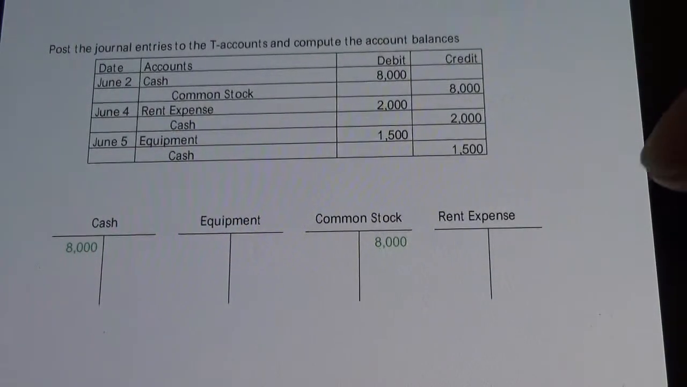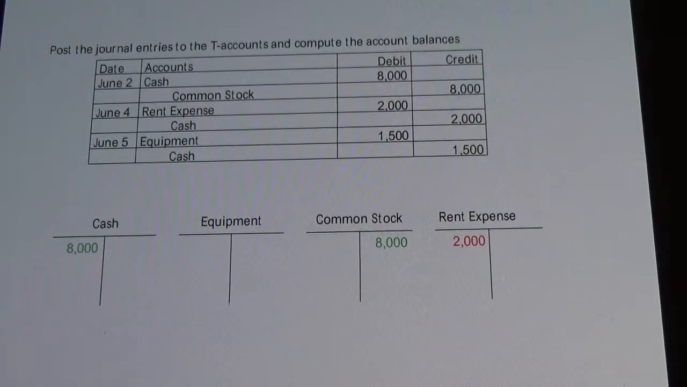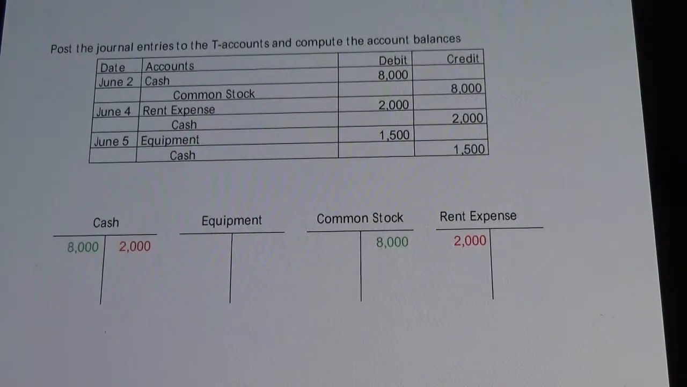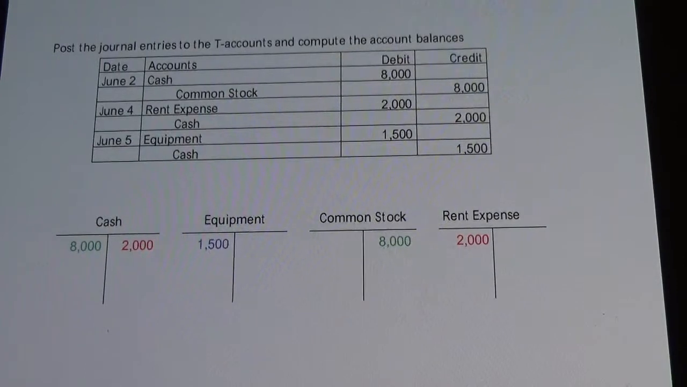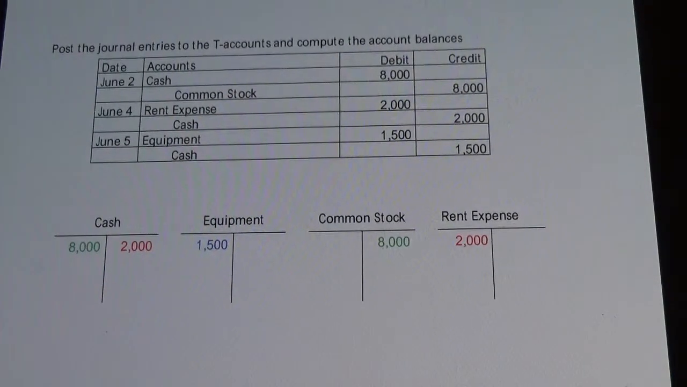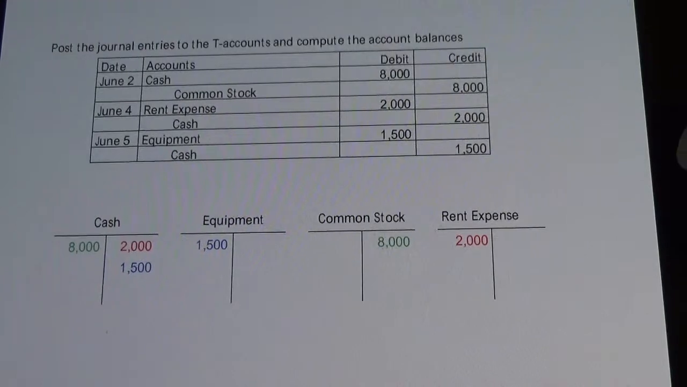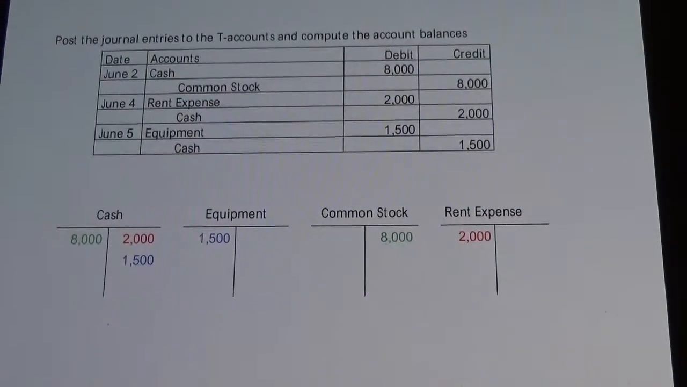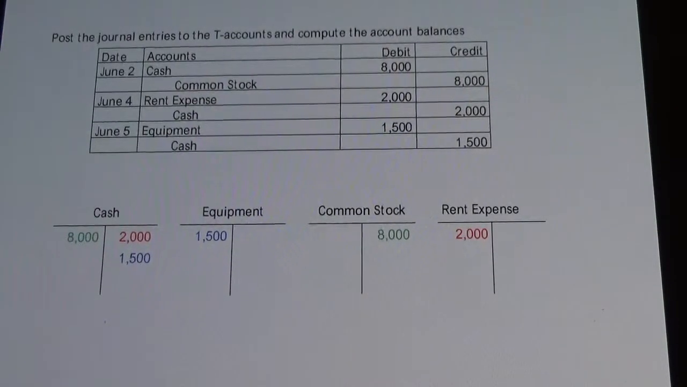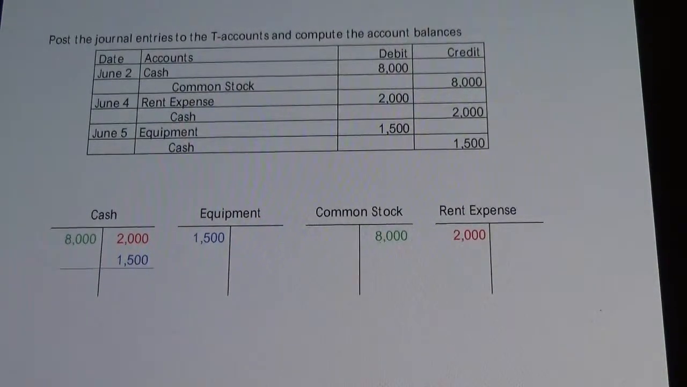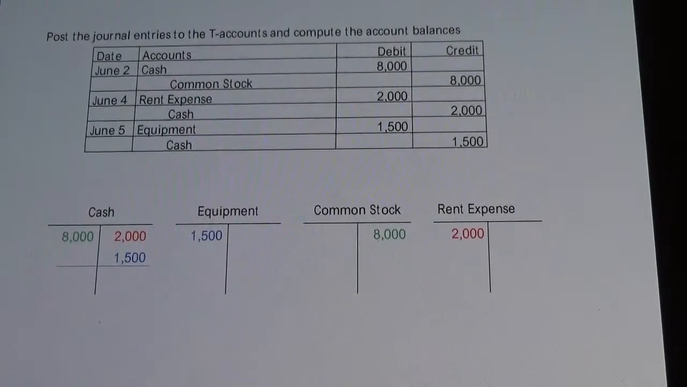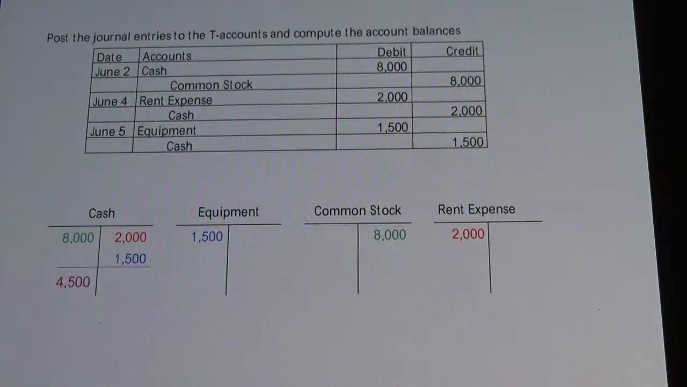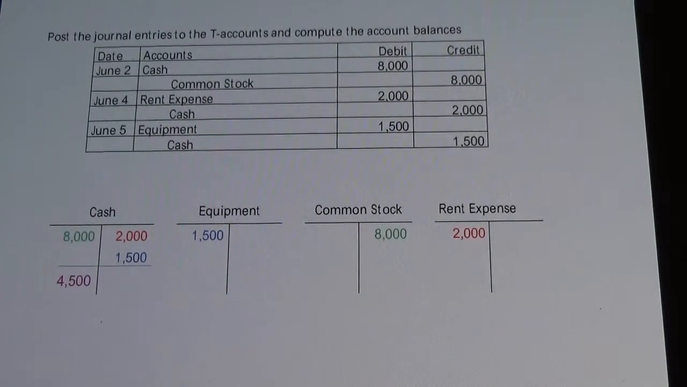We would put the rent expense debit into the rent expense account. We would put the cash credit into the cash account. We would put the equipment debit into the equipment account, and we would put the cash credit into the cash account. Now the equipment, common stock, and rent expense each only had one number in them, so we don't really need to total those. But the cash account, notice we need to total that. We take the debits and we subtract the credits, and we end up with a balance then in that cash account of $4,500.